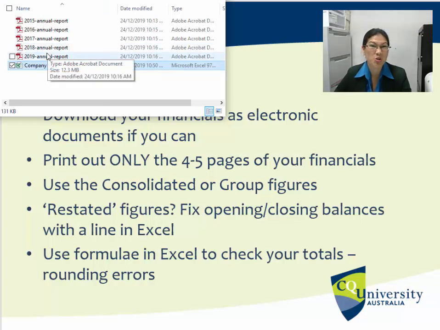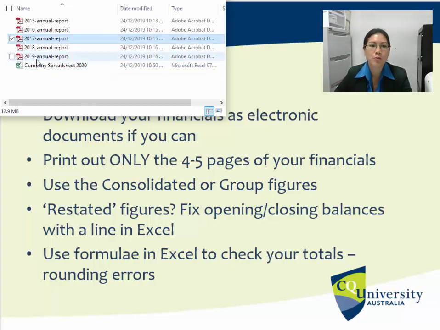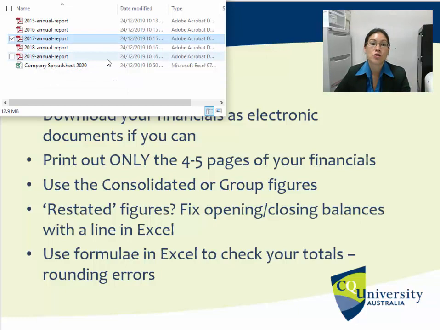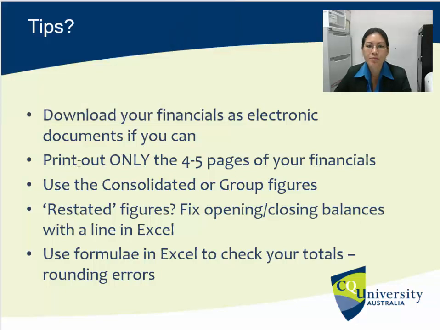You only really need to download two. I'm actually just going to be using the 2019 annual report and the 2017 annual report because each annual report gives me two sets of figures. Okay, so in the 2019 annual report, I have 2018 and 2019 figures. In the 2017 annual report, I have 2017 and 2016. So that gives me 4 years worth of figures, which I need to enter.